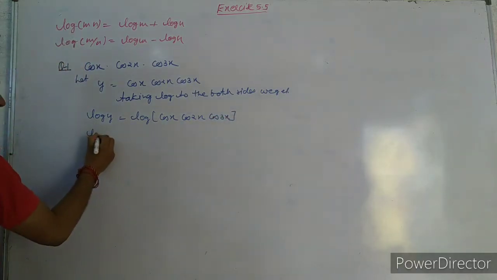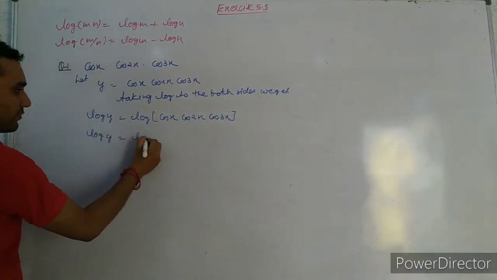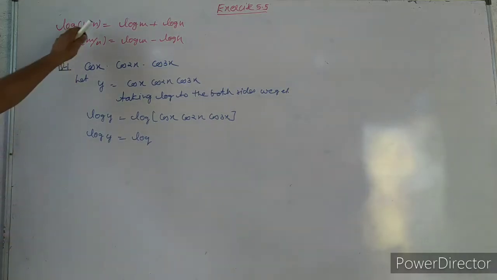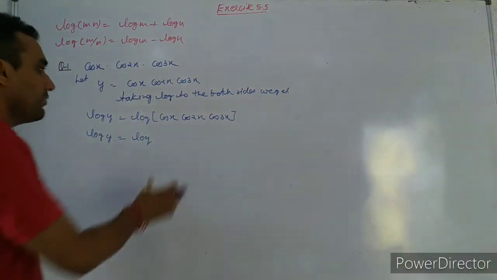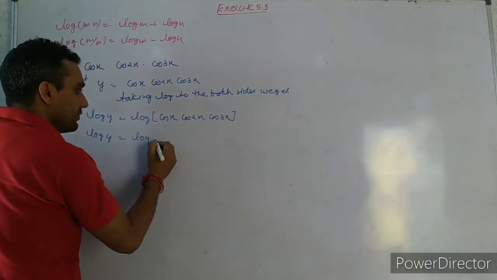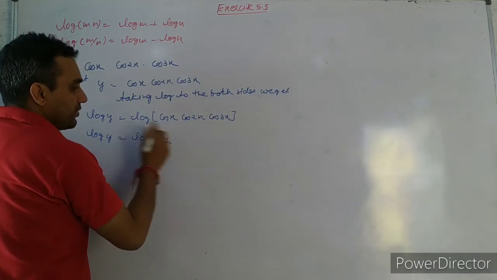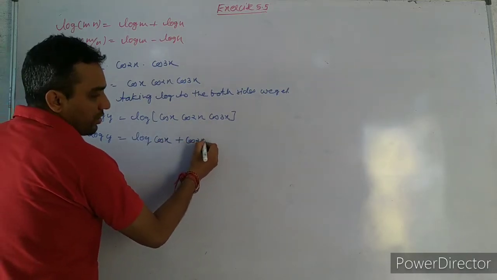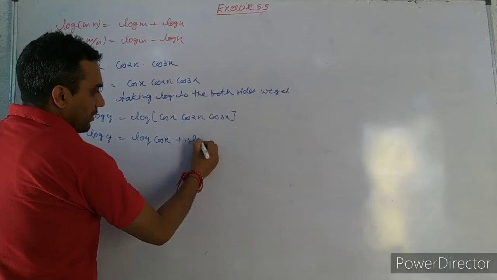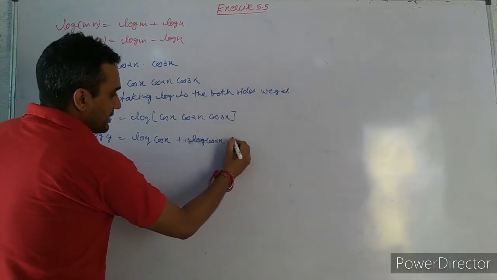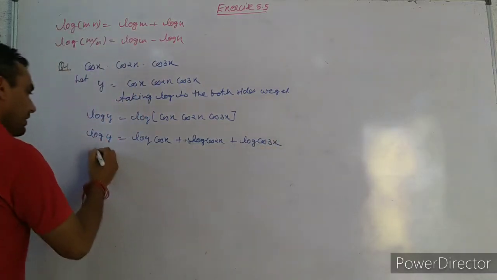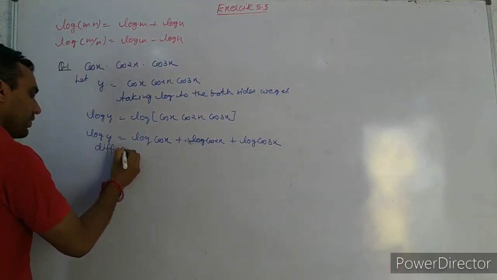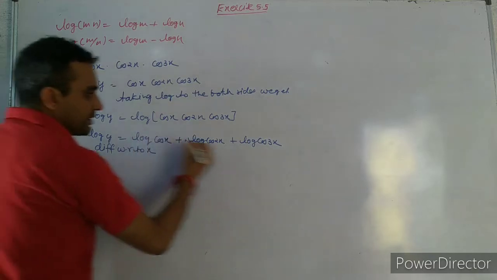Now we know that if we have functions in multiplication under the log, then they will be added. Here we have three functions, so log y equals log cos x plus log cos 2x plus log cos 3x. Again differentiating with respect to x.